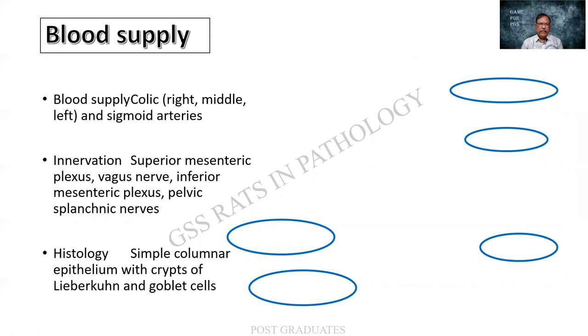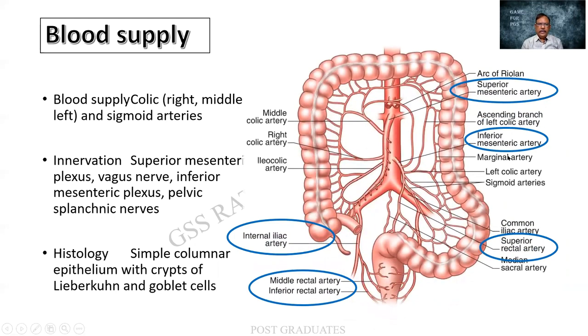The blood supply. This is important for two reasons. Earlier, we had seen a specimen of gangrene. There is also something called ischemic colitis. The blood supply will be these. There are the right, middle, and the left sigmoid arteries, and the innervation is given over here. The histology will be the columnar and the goblet cells and the crypts of Lieberkühn. What are these? Ovoid spaces denoting it is this.